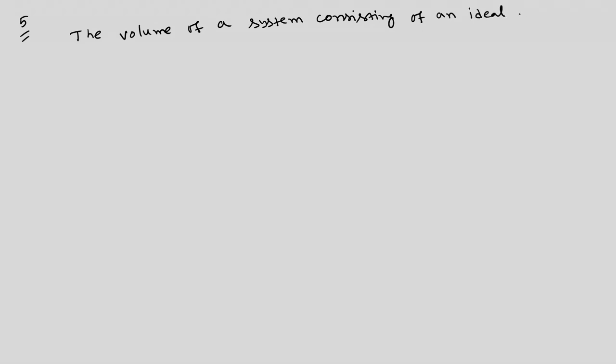So, the next problem we consider, this is problem number 5. This is a very interesting problem. The volume of a system consisting of an ideal gas decreases at constant pressure.